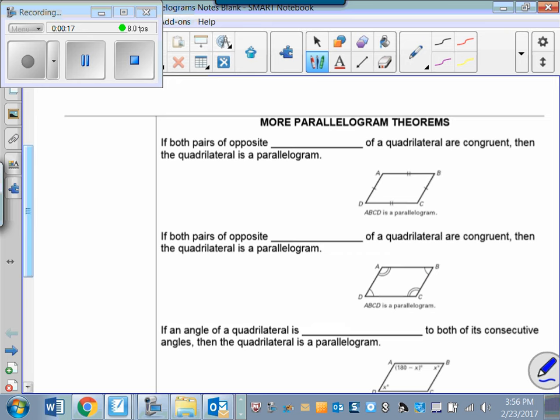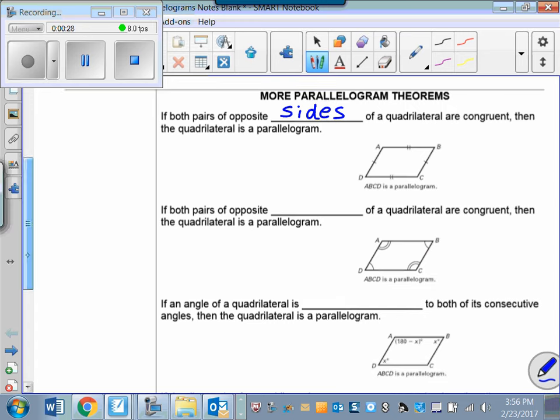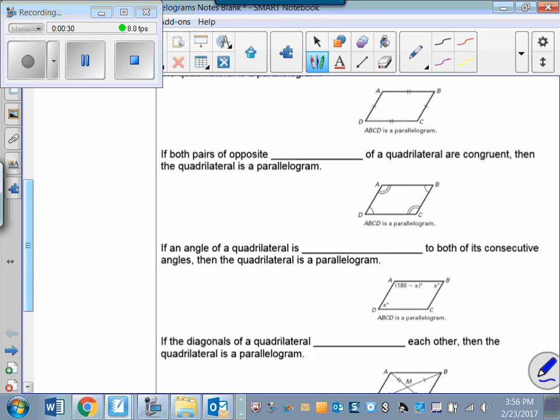The first one says, if both pairs of opposite sides of a quadrilateral are congruent, then the quadrilateral is a parallelogram. Second theorem says, if both pairs of opposite angles of a quadrilateral are congruent, then the quadrilateral is a parallelogram.